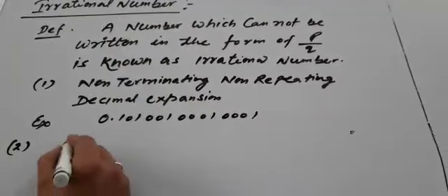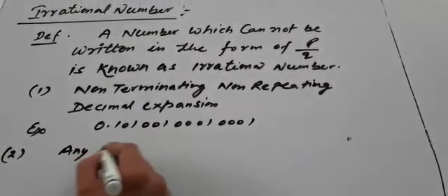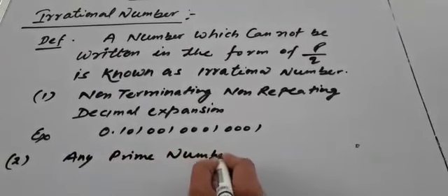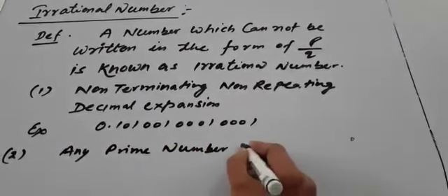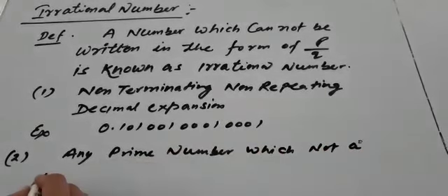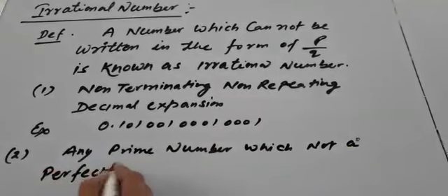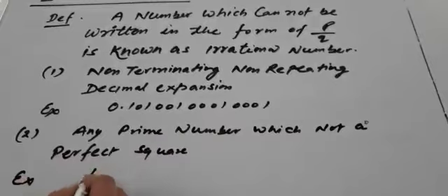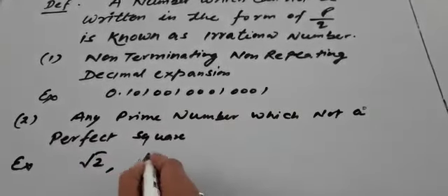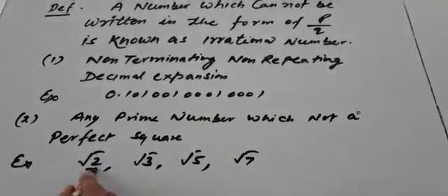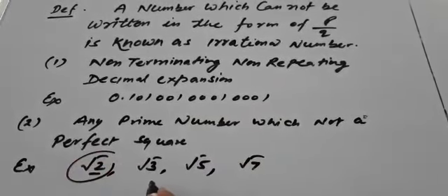Another way to classify: any prime number which is not a perfect square. Just take an example: root 2, root 3, root 5, root 7. These are prime numbers and are not perfect squares.